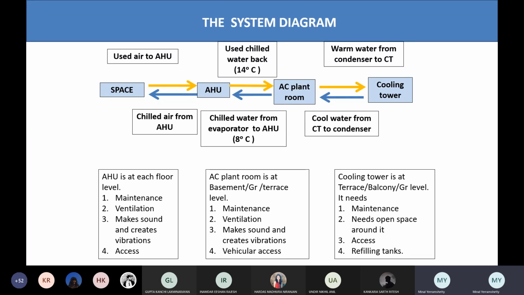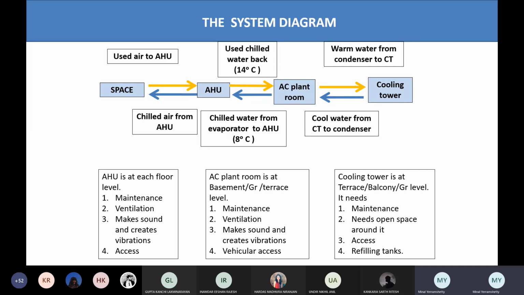Okay. So it requires maintenance. It needs open space around it. Also, that open space around it needs to be cleaned every day. If not, because there is constant spraying of water, and suppose it's a shady part of the area, then it will turn very mossy and slippery. So you have to take care of where you keep it and how it is maintained. And access definitely, and refilling of tanks.